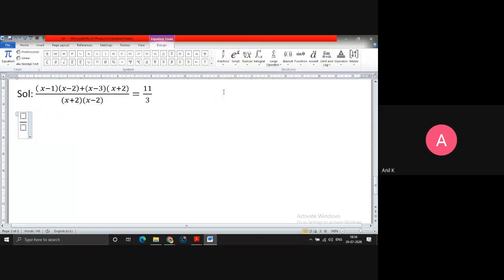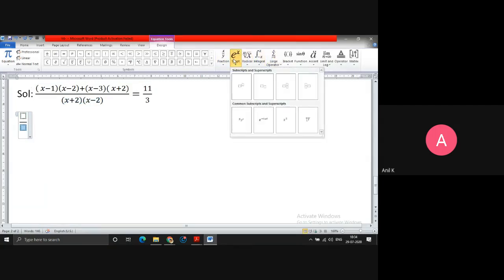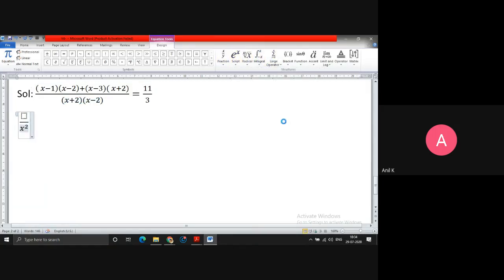Let me see what you get if I open the brackets. In the denominator, this is (a plus b) into (a minus b), so a square minus b square is the formula, which gives x square minus b square, that is 4, because 2 square value is 4. Now look at the numerator, what you get.